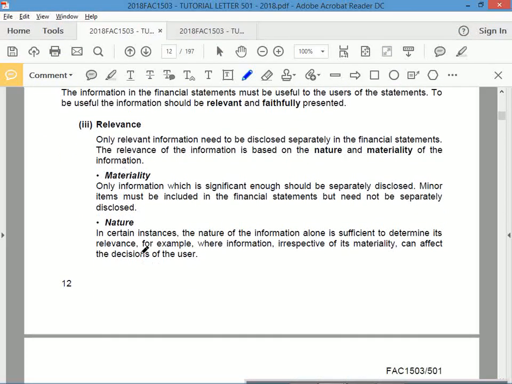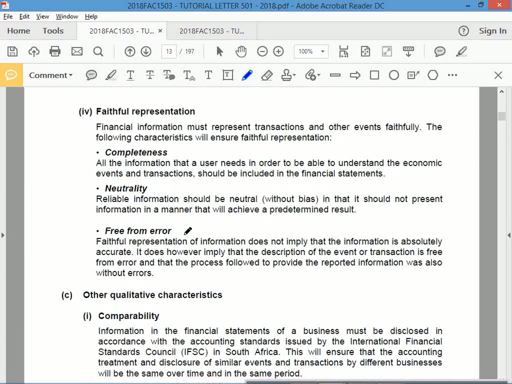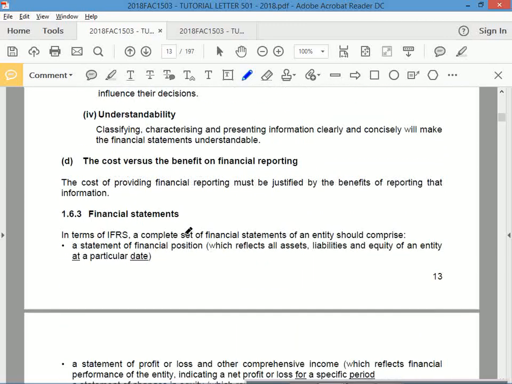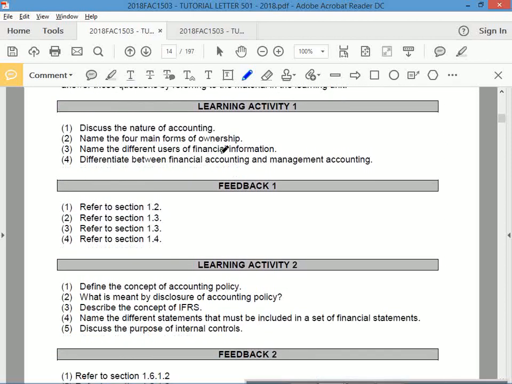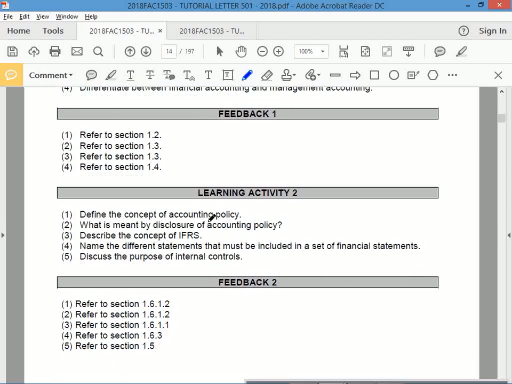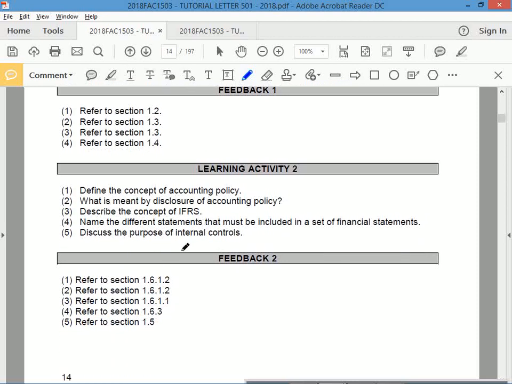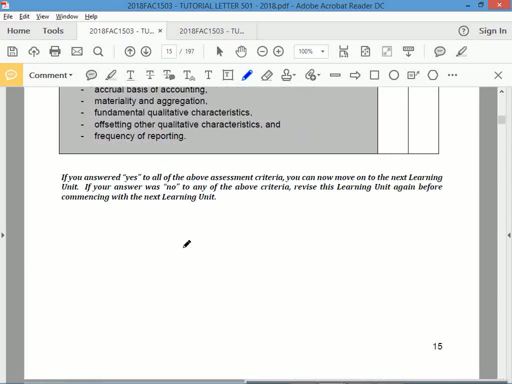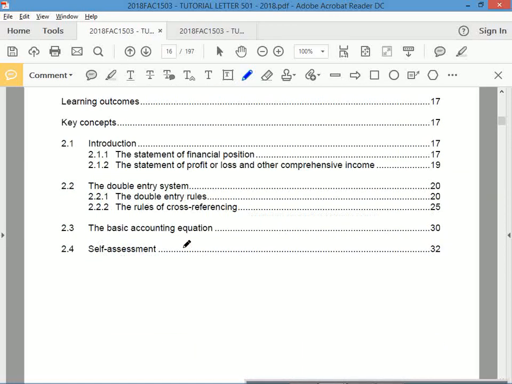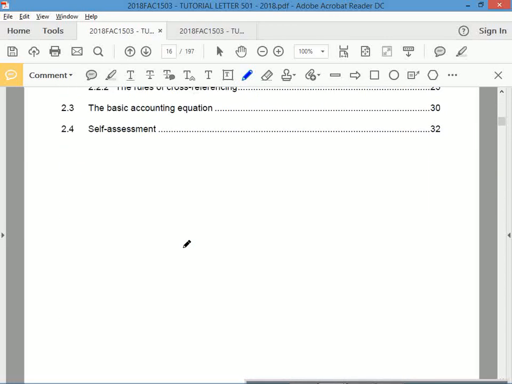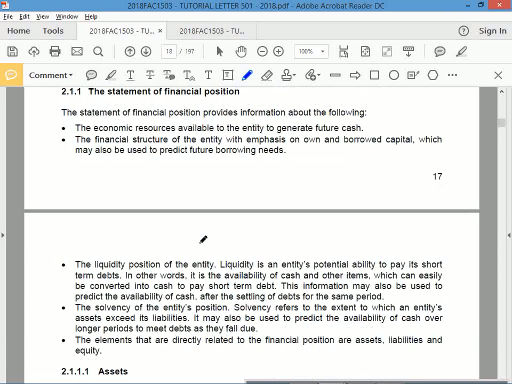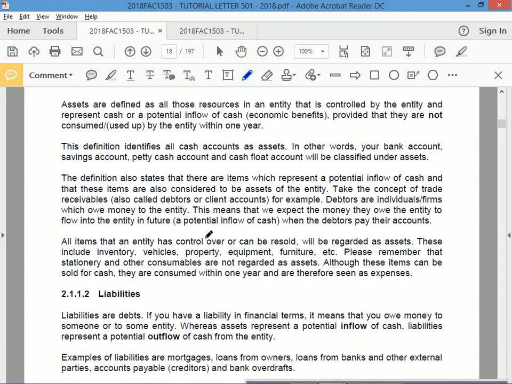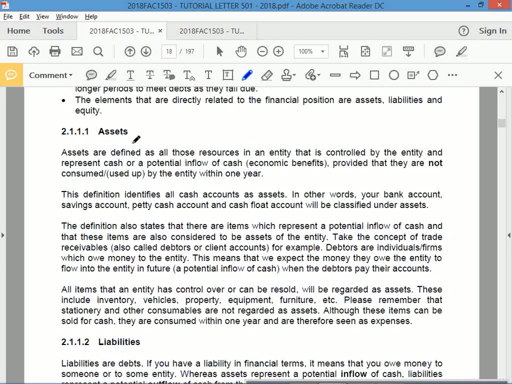Okay, relevance, materiality, nature, this is all background, this is characteristics, more characteristics, lots of theory here actually. Okay, activities, describe the 4 forms of ownership. We've looked at that, that's fine. Right, learning unit 2 was what I described to you earlier, so I want to get to some activities to try some application with you.